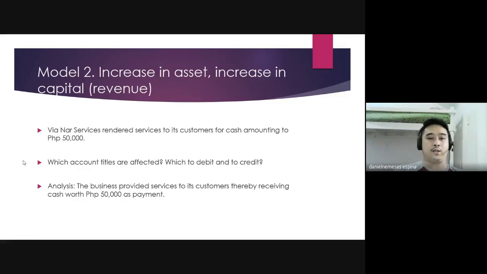So which account titles are affected, and which to debit and to credit? What account titles are affected? Okay, you analyze the transaction: what did the business receive?